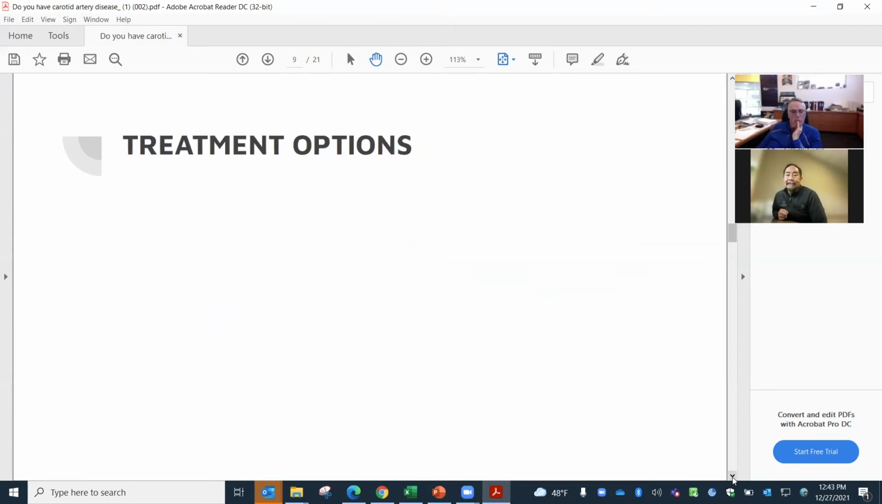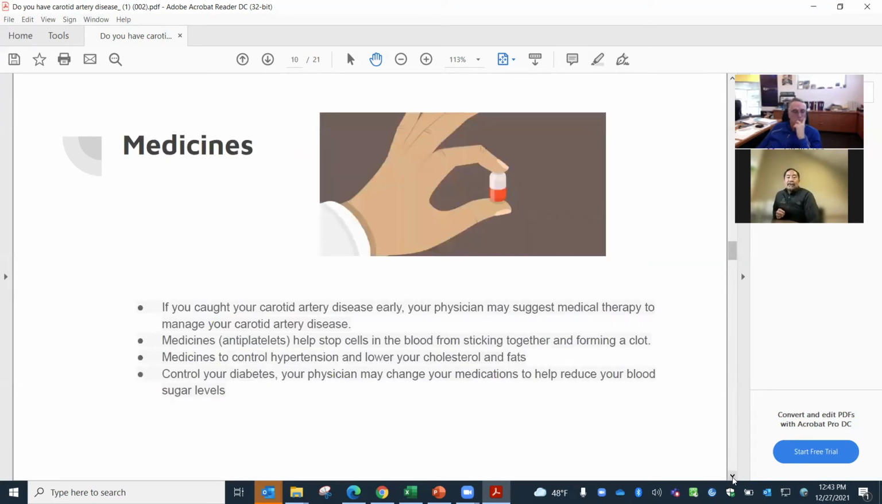Next slide. So what are our treatment options? Okay, so let's say you do have these blockages. If your blockages are mild or moderate in severity, based on an ultrasound or CAT scan or other types of imaging, then the first line therapy, and maybe the only therapy, may be lifestyle management: stop smoking, control diabetes, control your high blood pressure, control your high cholesterol, and then take medicines.